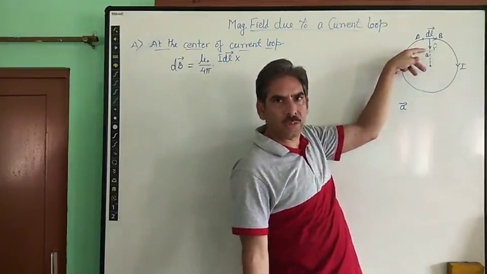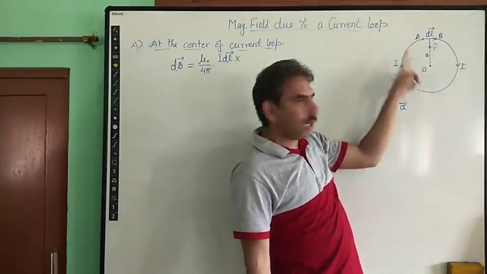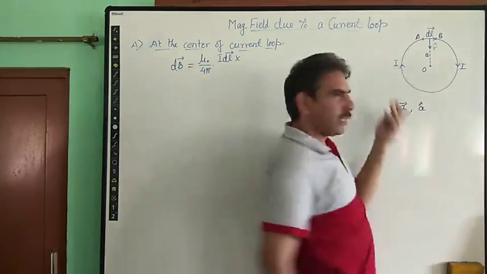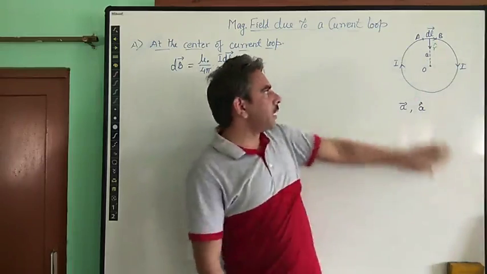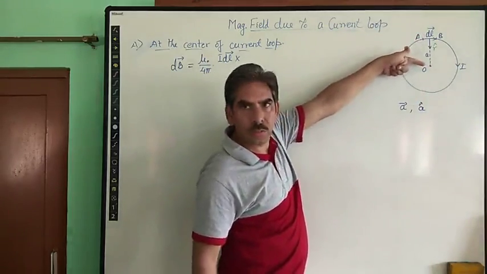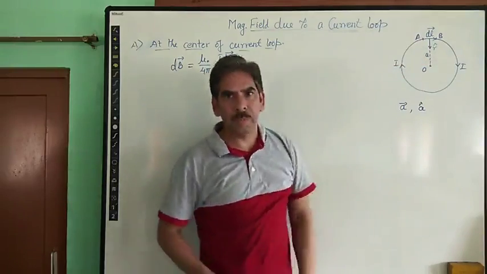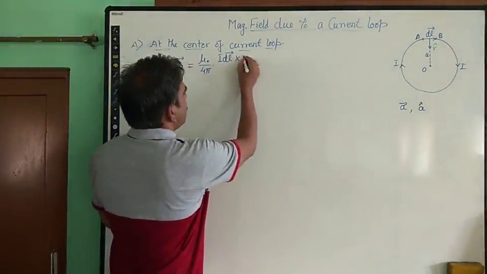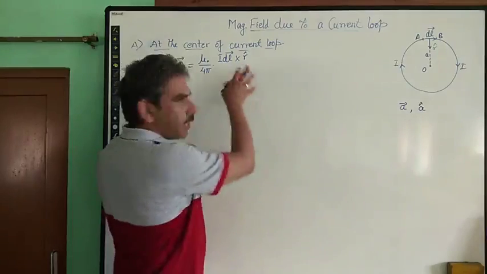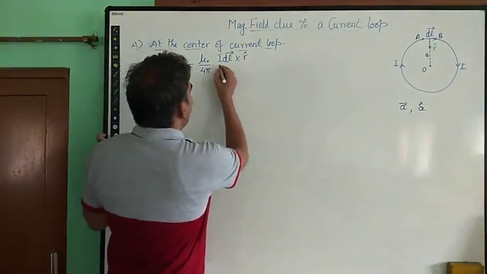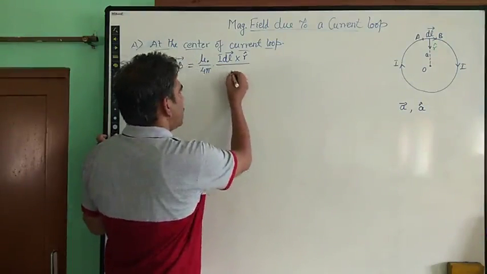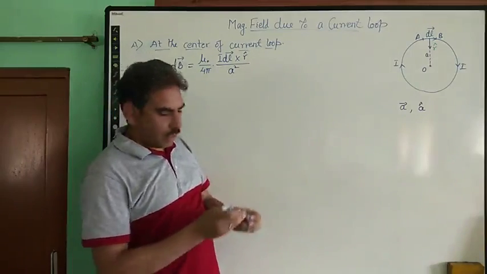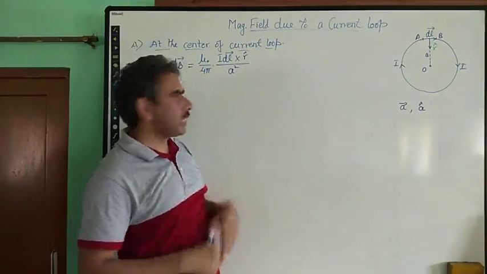In one way you can call it the radius. This is the direction along which we take the unit vector r cap. You can take the unit vector to be a cap also, that depends upon you, there is no difference. So I am taking the unit vector along this direction, toward the observation point, as r cap. According to the Biot-Savart law, it is I dl cross r cap, divided by the square of the distance, which is a squared. The distance of the observation point from this current element dl is a, so that's why it is a squared.